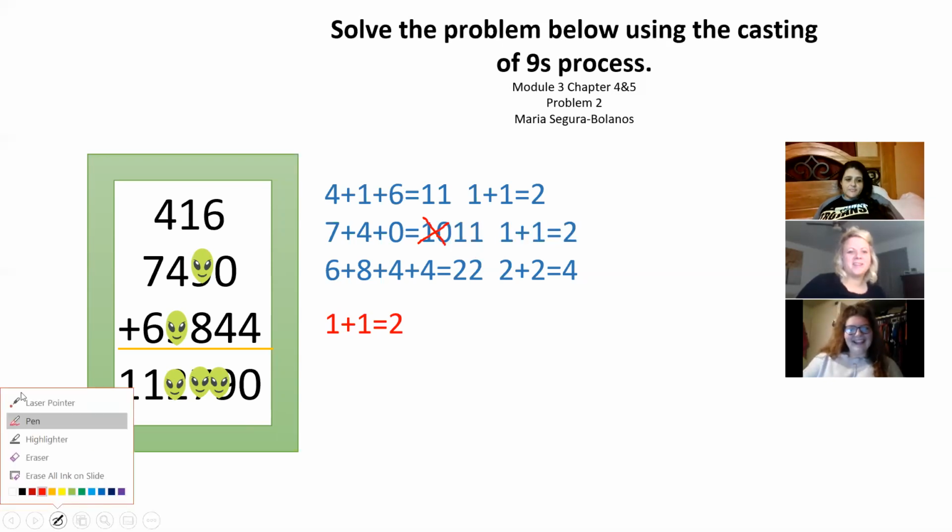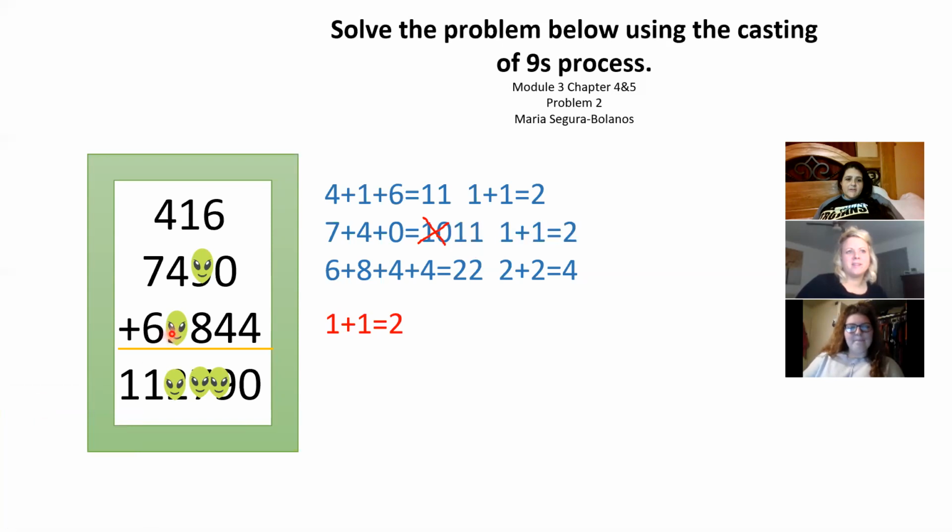And then we're going to go down to 6, 8, 4, and 4, which is the same. That equals 22. 2 plus 2 is 4. So to find out if we also add the numbers in our answer together as well. So 1 plus 1 is 2. Now to find out if this solution is right or not, we need to add up all of the numbers that we came up with up here.